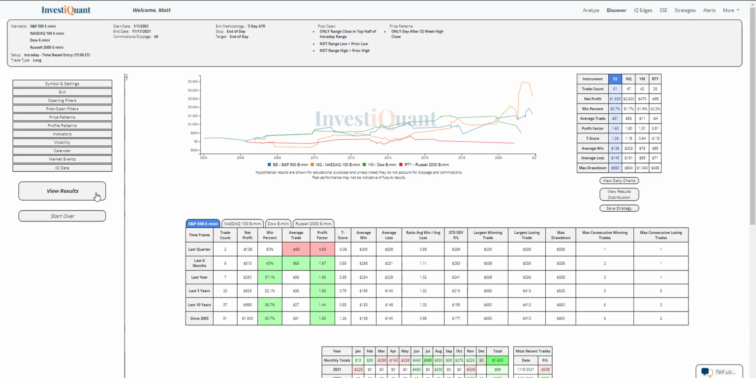The win rates on them very similar for the S&P, NASDAQ, and Dow. Russell kind of doing its own thing over there. Those win rates for the S&P coming in at 61%, NASDAQ 62%, Dow 62%, and then the Russell coming in at 42%. Average moves here, very similar in size for the S&P. The NASDAQ has had larger average wins by just a little bit, and the Dow has had larger average losses by just a little bit. The Russell, a little bit larger average wins.